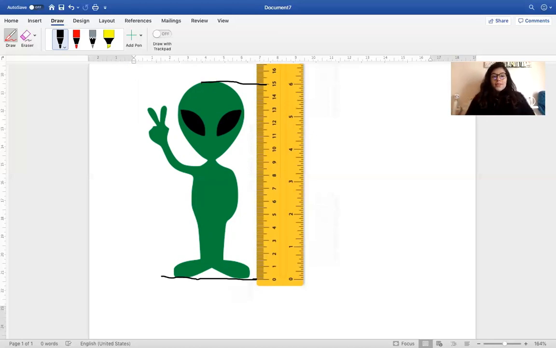So now that I've drawn a line, I can see that that line goes right to 15. That means that my object, this little alien, is 15 centimeters long. Now, if he was a little bit taller, and if he got to this point, you'll see that this point is in between 15 and 16. So you would call that 15 and a half. But for today, I don't think we'll be dealing with many half measurements.